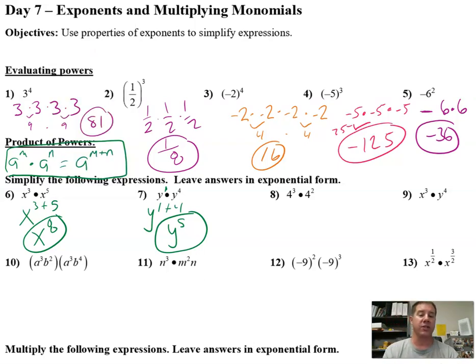4 to the 3rd times 4 squared. 4, again, in this case, is a base. It is not a coefficient. So the base is going to stay the same. I'm going to add exponents, and so we end up with 4 to the 5th.